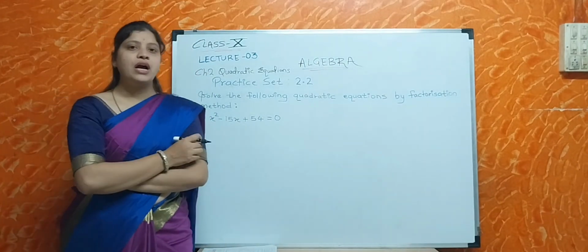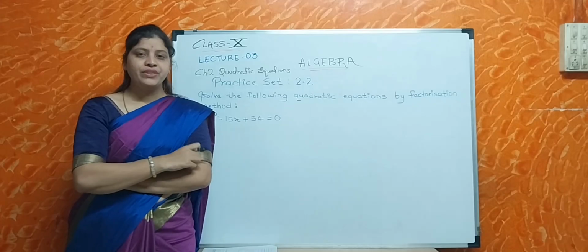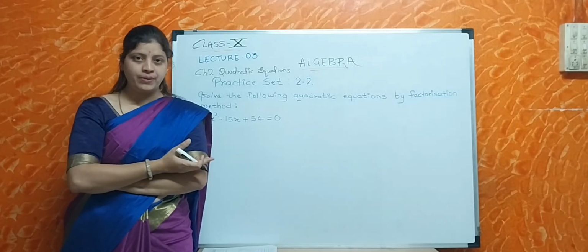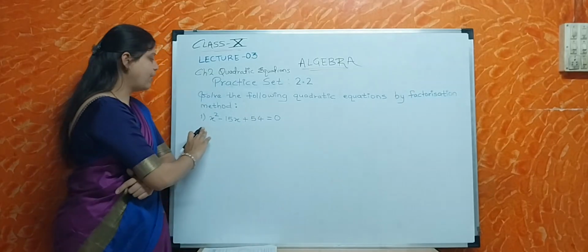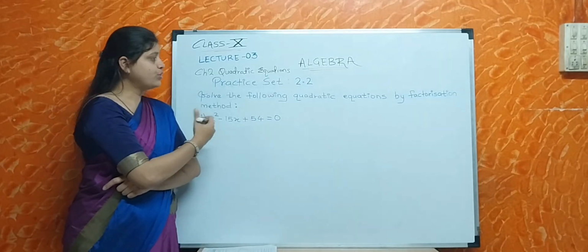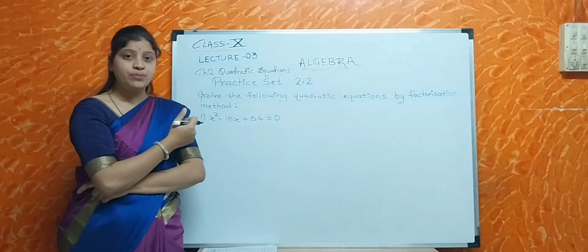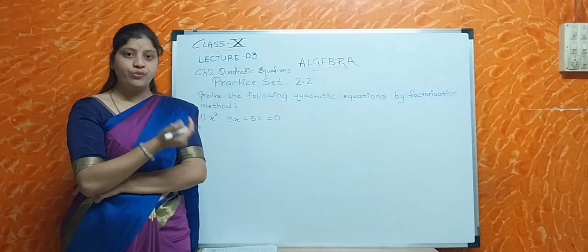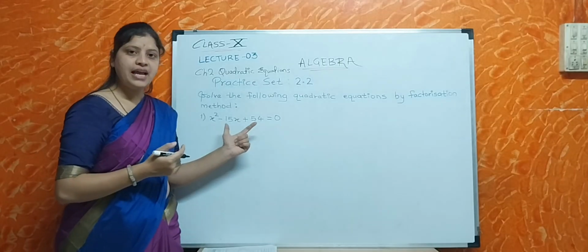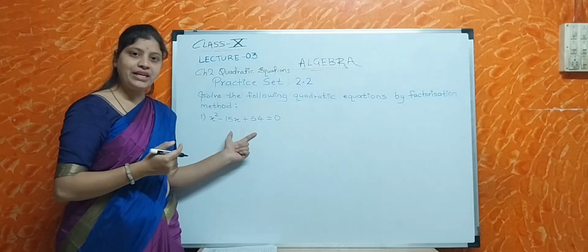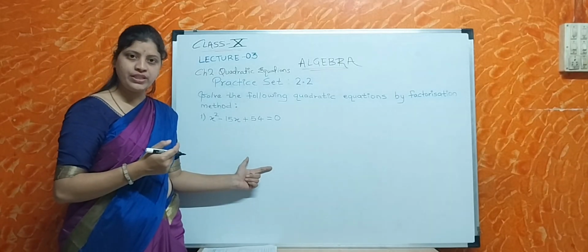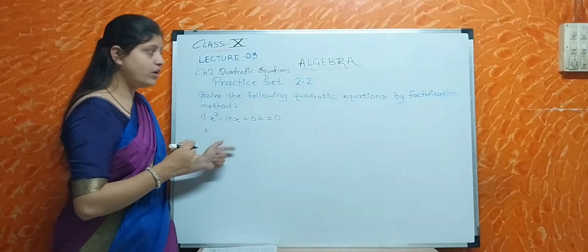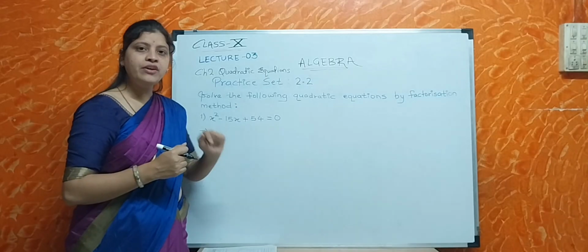We have already seen how to solve simultaneous equations, that is by the elimination method, or how to find the value of the variable. Today they have given one equation. We have to solve this equation by the factorization method. To solve any equation means we have to find the value of the variable. Here the variable is x. So we have to find the value of x. That means we have got the solution of this equation.